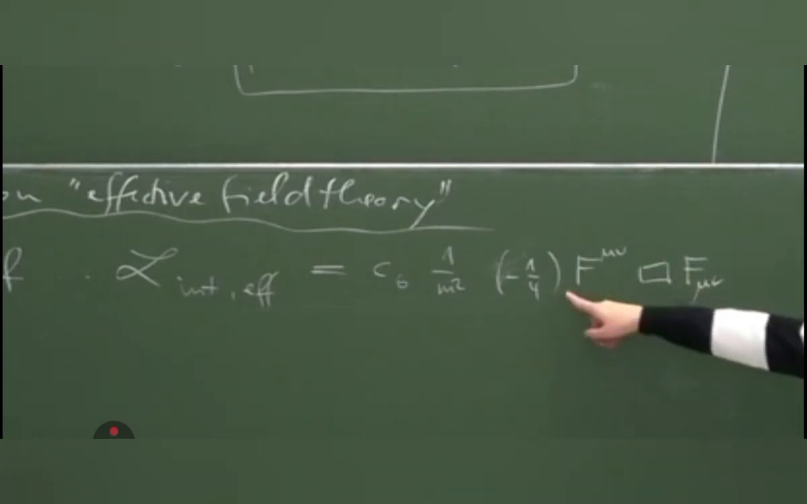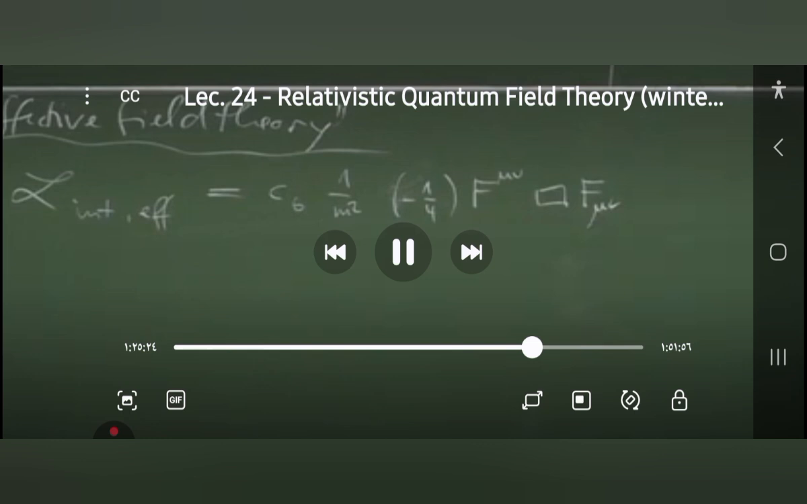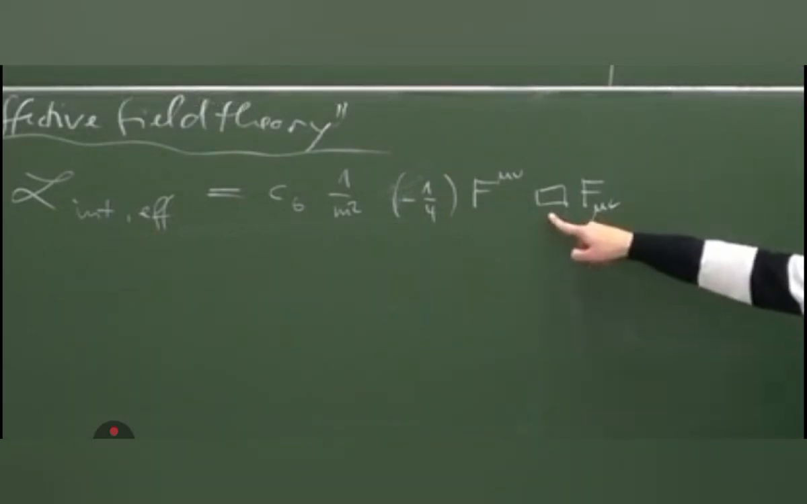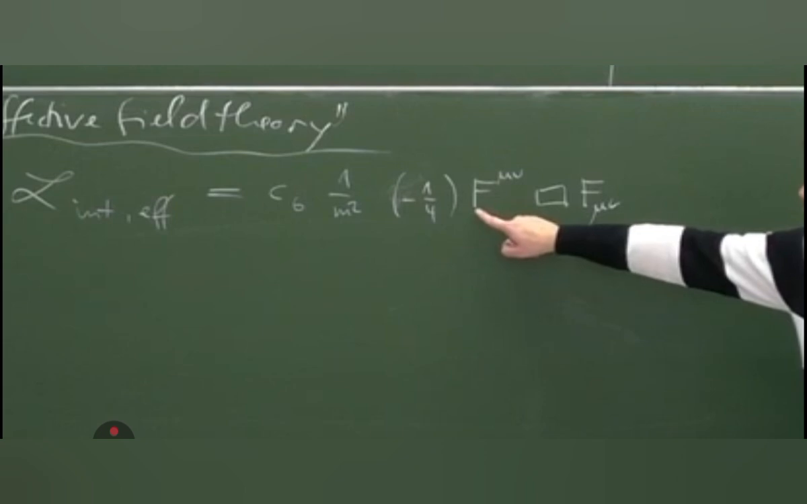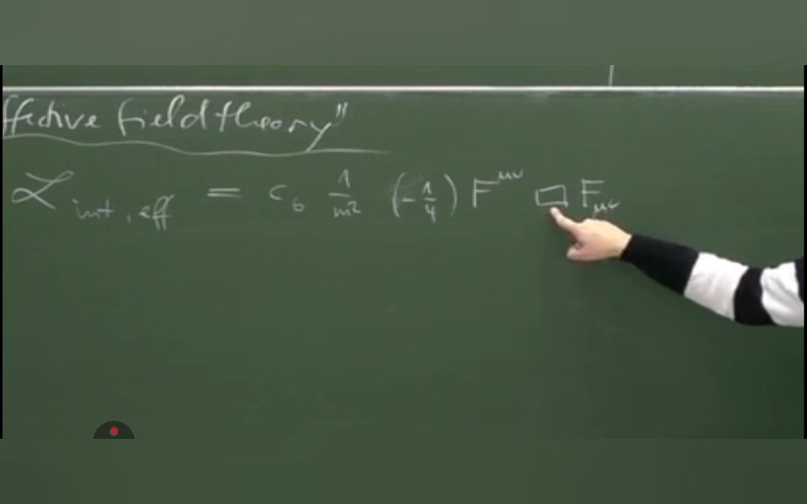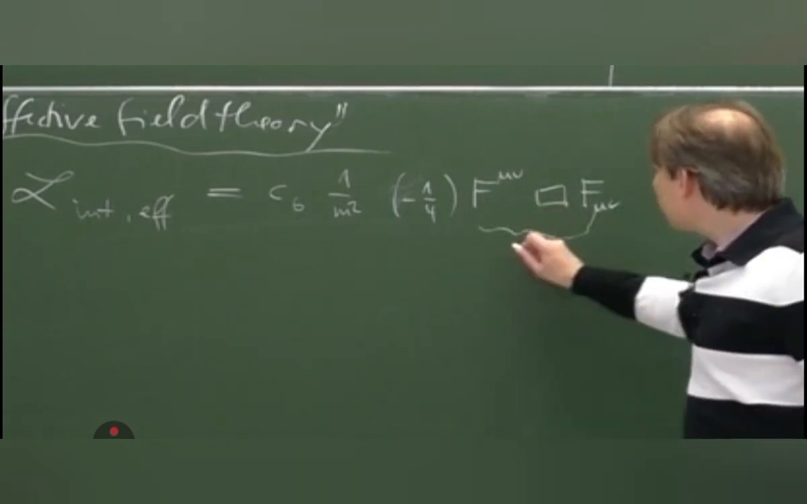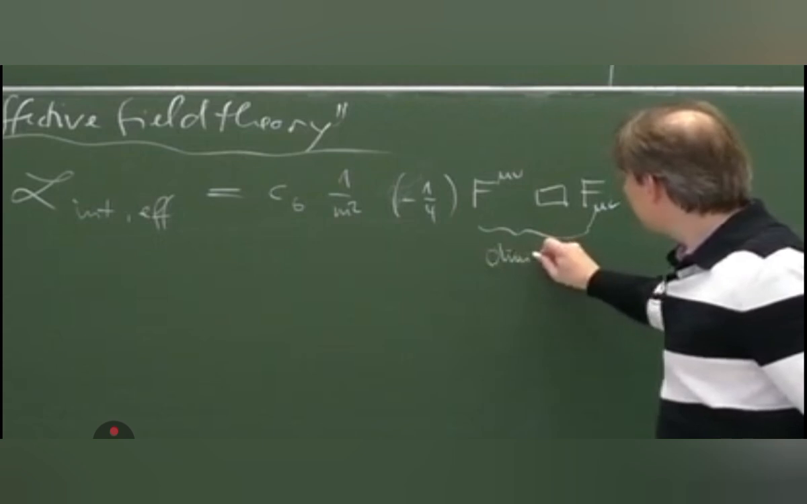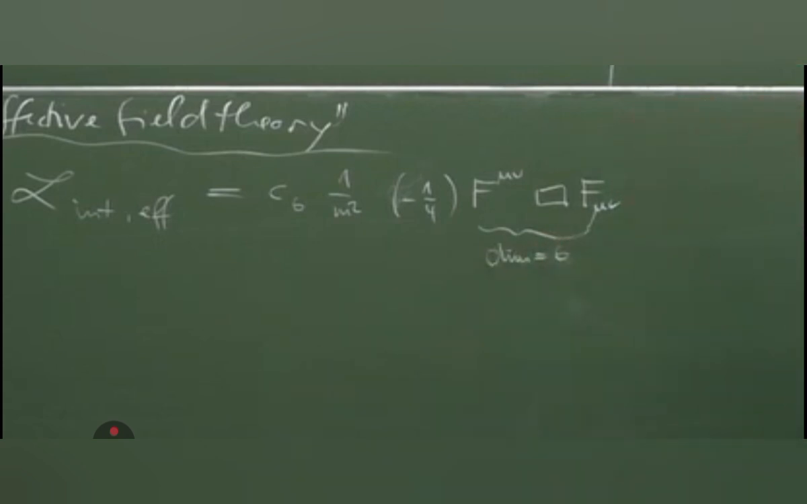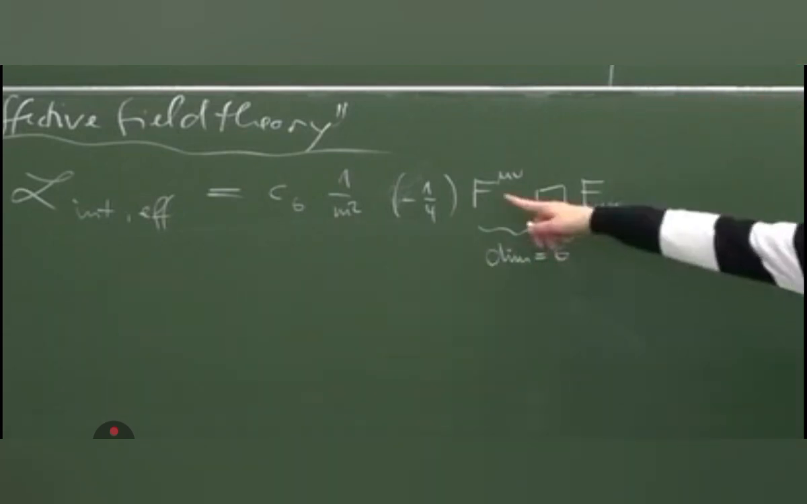So what has happened here? Minus 1 over 4 F mu nu, you know it, that is the kinetic term of the photon. Now I inserted the D'Alembert operator in addition. So overall the dimensionality of this is mass square, mass square, mass square. So this is mass to the 6th power. It's a so-called dimension 6 operator.